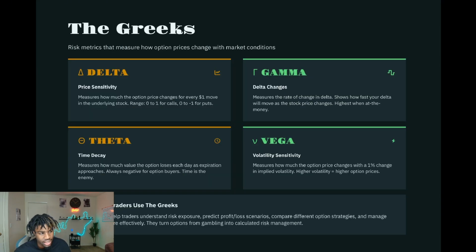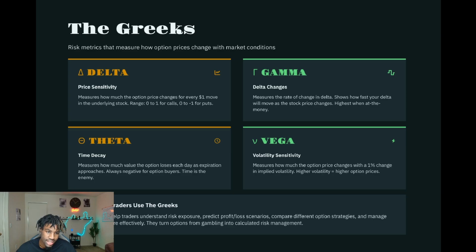The Greeks in options trading are, I would say, the most important thing to know. If you do not understand the Greeks, you're going to have a really bad time with trading. You can have a really good strategy, but if your strategy does not correlate with the Greeks, you're going to have a more difficult time trying to be profitable trading options. The Greeks are risk metrics that measure how the option price is going to change with market conditions. The Greeks are the reason why an option price can gain value and lose value.